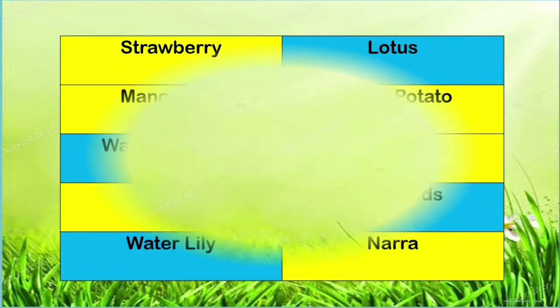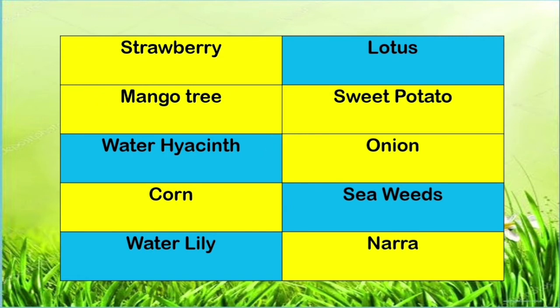Now, let's check. Let's find the terrestrial plant first. If you put color yellow on strawberry, mango tree, corn, sweet potato, onion, and nara, you're absolutely correct. Now for aquatic plant. If you put color blue on water hyacinth, water lily, lotus, and seaweeds, again, you're absolutely correct.